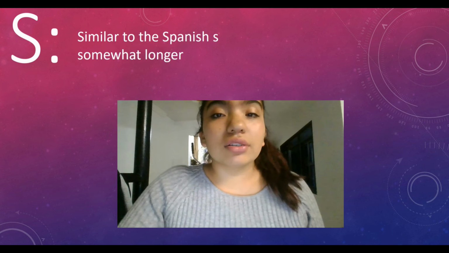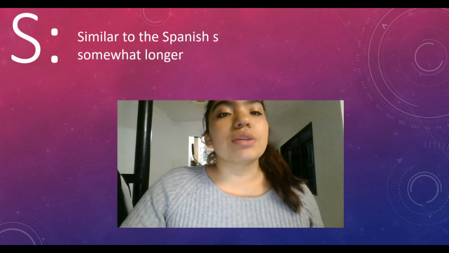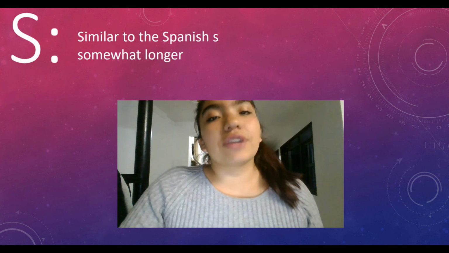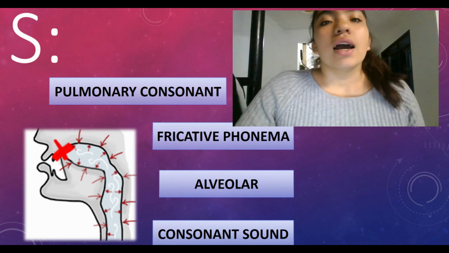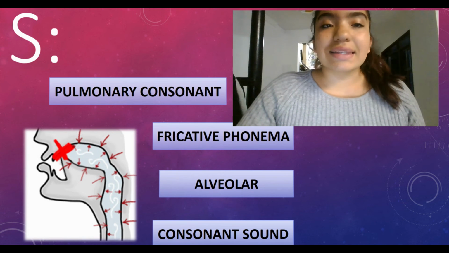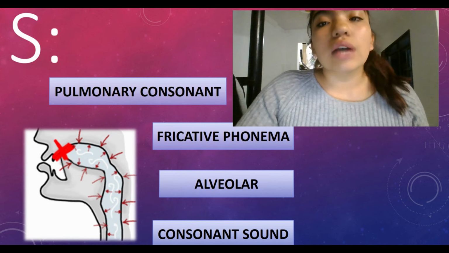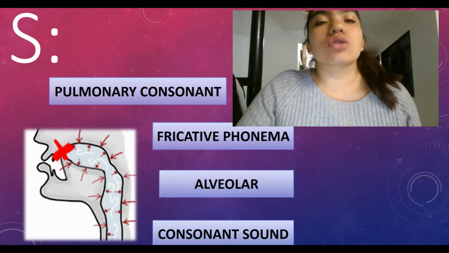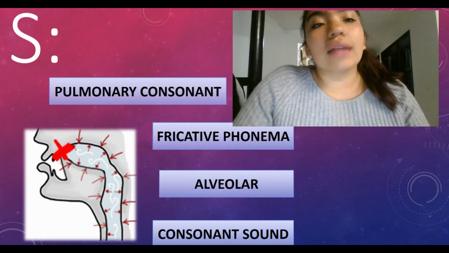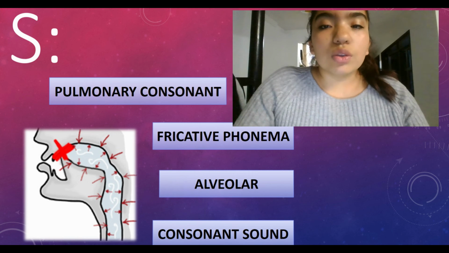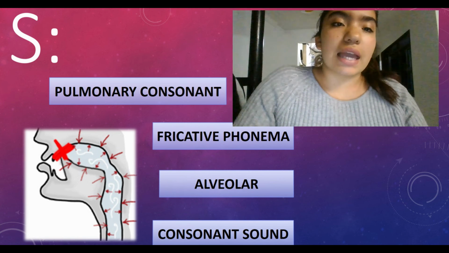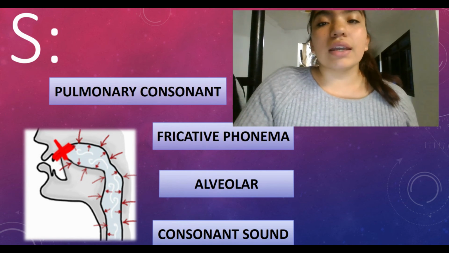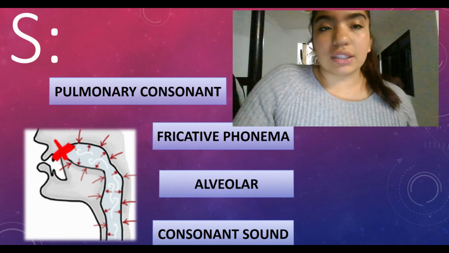It is an alveolar consonant, so its articulation involves the roof of the mouth and the tongue. It is a fricative phoneme, which means that the sound is produced in the mouth by turbulence of the expelled air. It is a voiced consonant, which means that the vocal cords vibrate during its articulation. If they didn't vibrate, then it would be a voiceless alveolar fricative.